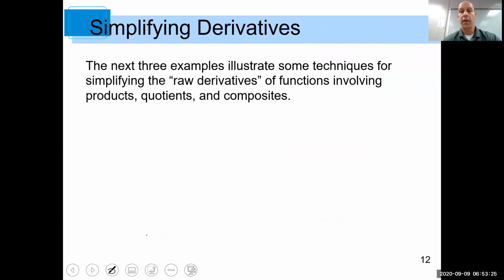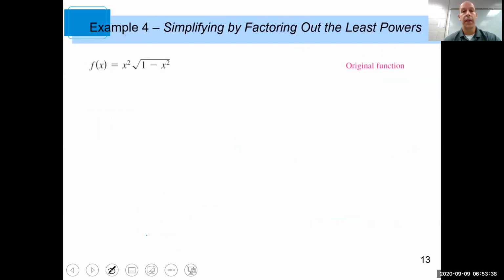The next 3 examples illustrate some techniques for simplifying the raw derivatives of a function involving products, quotients, and composites. And again, I've got these all typed up, so they'll be nice and neat. So let's start with product. So here's a product of 2 functions. So we've got x squared and then times the square root of 1 minus x squared. So this is going to be a combination of the chain rule with the product rule. And just a reminder, for the product rule, that's 1d2 plus 2d1. Okay, we did that in section 2.3.